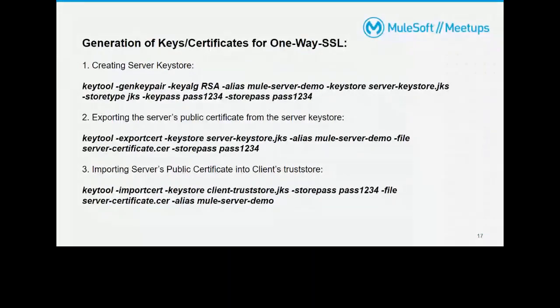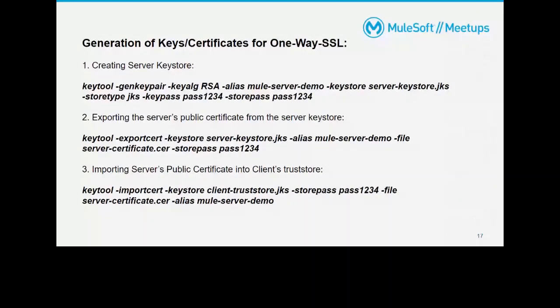Next, once we have created the server key store, we fetch that particular certificate from the key store and bring it outside. In order to do that, we need to export the server's public certificate from the key store. We are using this exportcert command to do this. Once exported, we will import the public certificate into the client's trust store. Whenever the server sends its certificate to the client, the client will go to its own trust store and verify it. So these are the commands.